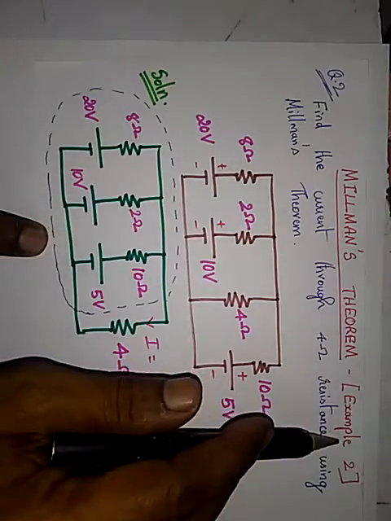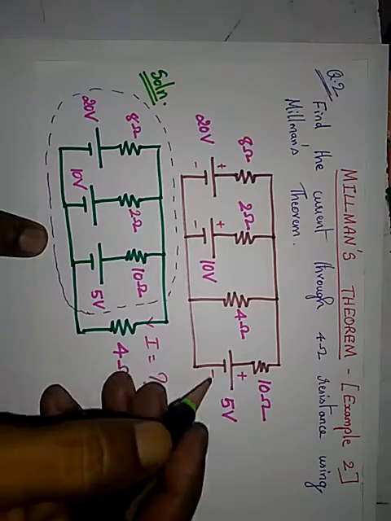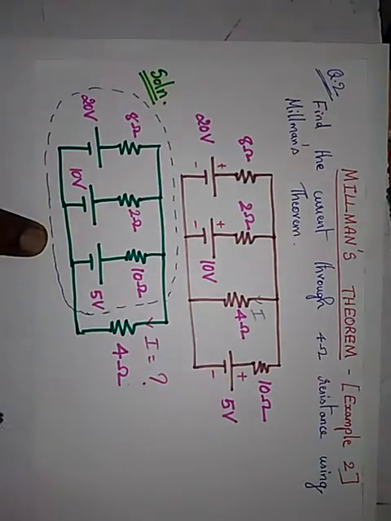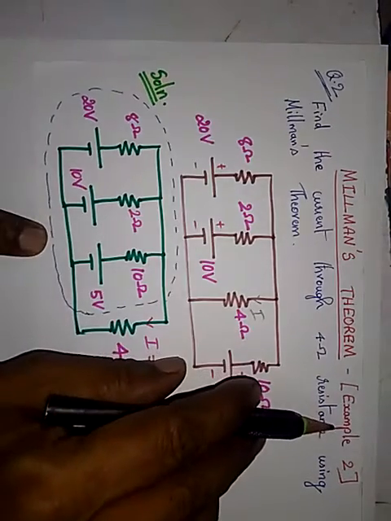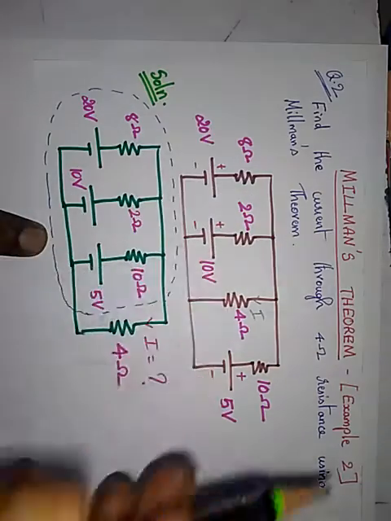So today's topic is we have to solve this circuit, that is, we have to find the current through this 4 ohm resistance using Millman's theorem. This is a second solved problem. So find the current through 4 ohm resistance using Millman's theorem.